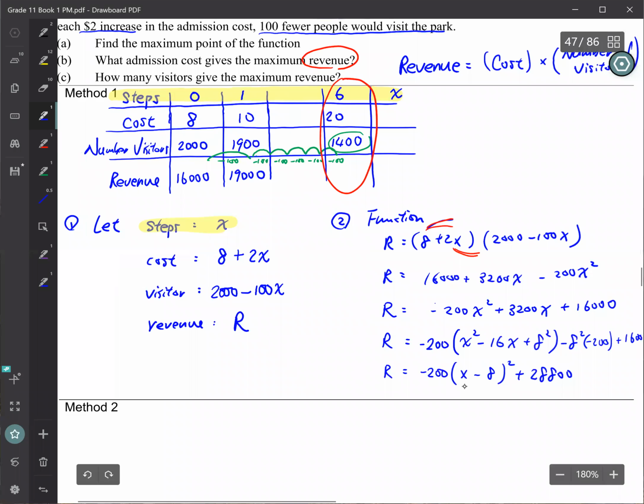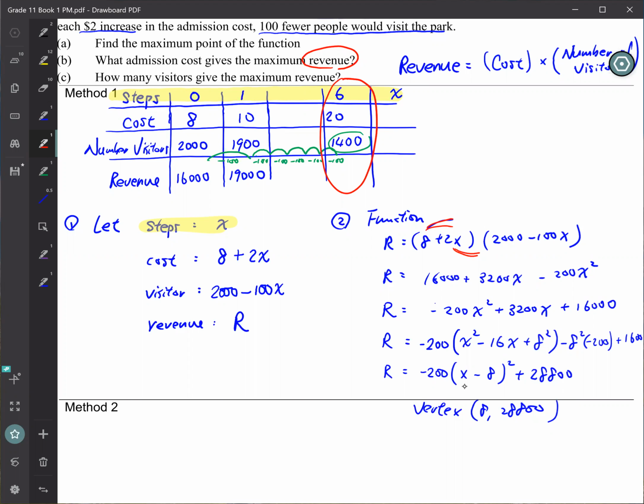Okay, then we get the vertex now. So the vertex from here should be, what is the vertex then? Jenny? The vertex is 8, 28,800. Yes, okay, very good. So now we need to interpret the answer.